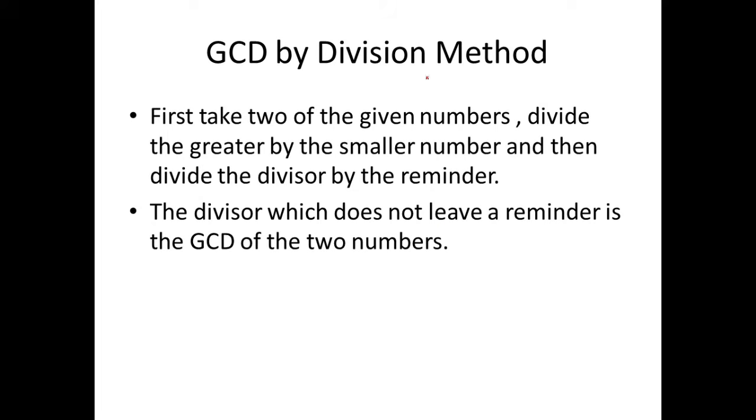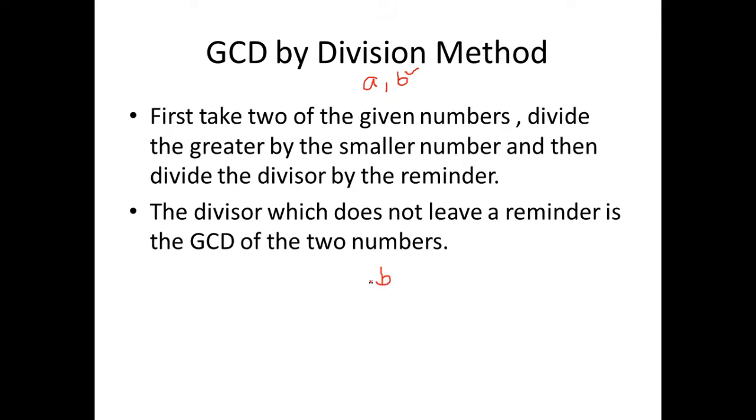How to find GCD? You can recollect, you would have used some strategies to find GCD in your school days. We look at one of the popular strategies, that is GCD by division method. For instance, if we have to find the GCD of A and B, what we do is we find the greatest of these two numbers.